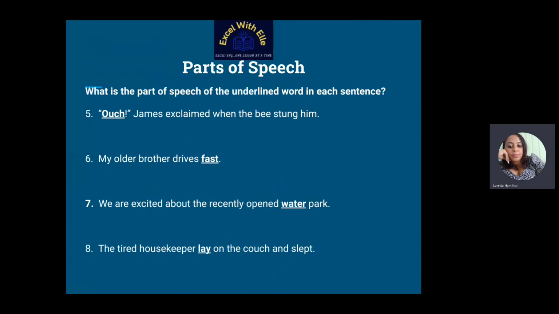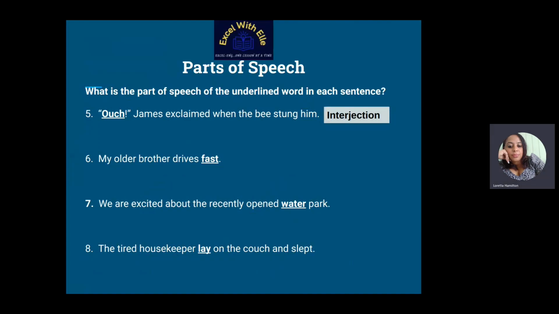Now, you will agree with me, I'm sure, that the word ouch is used to express strong feelings. In this case, James has been stung by a bee, so we know that he is feeling pain. So when he says, ouch, that's an expression of pain. So that word functions to express strong, sudden feelings. And words that function to express these types of feelings, we call them interjections. So your answer here, interjection.